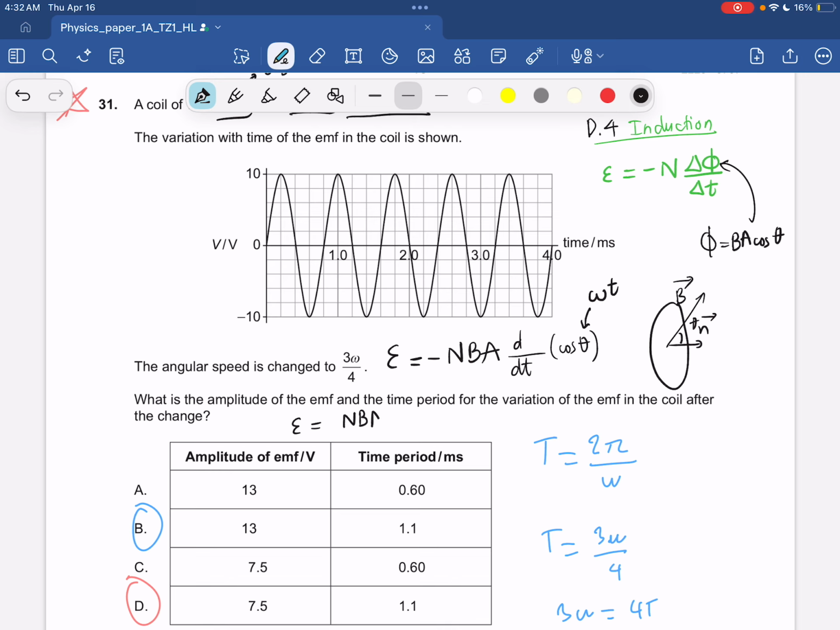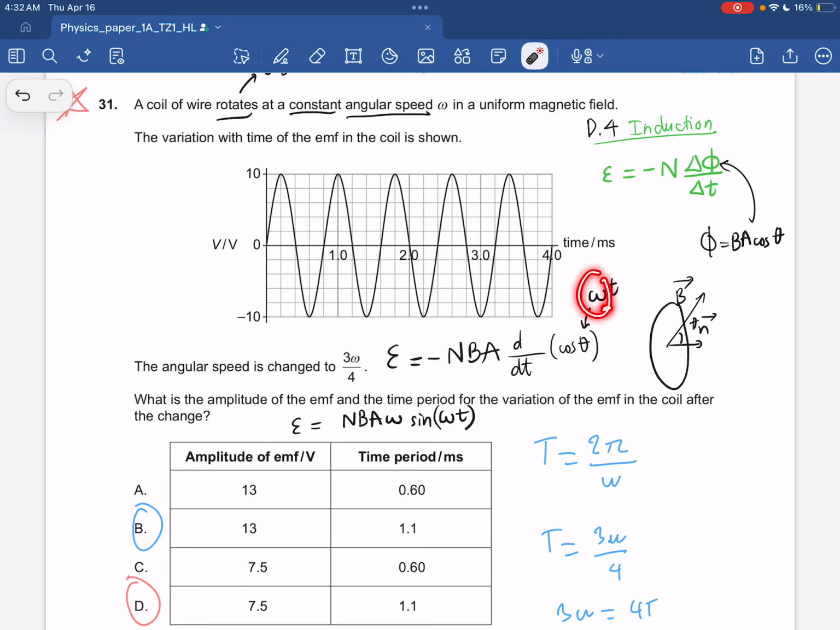N B A omega times the sine of omega t. Because in this one we have omega as a coefficient before the variable t, we have to have it here as well. We can discuss more about how we get the derivative, but basically that's math, it's not physics.